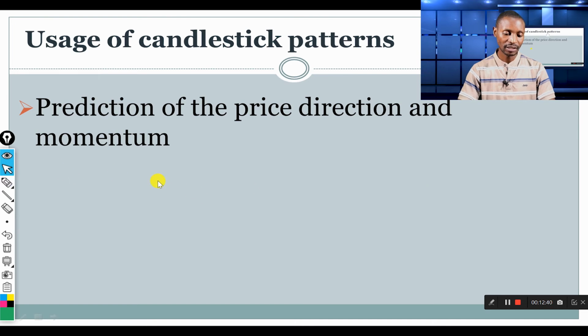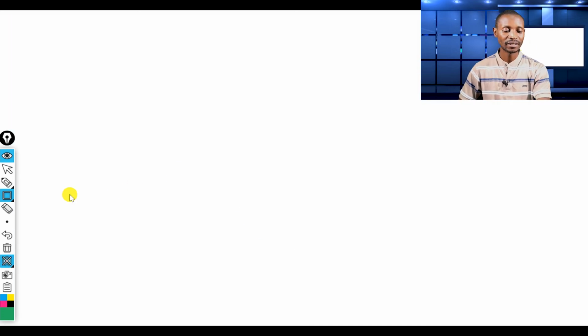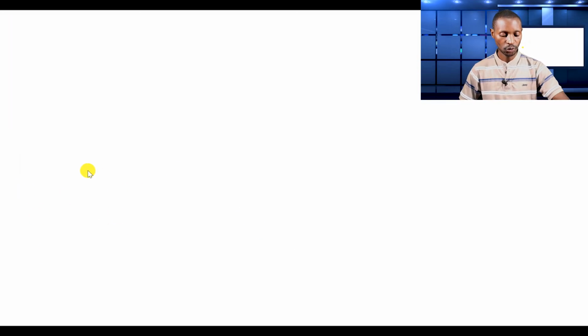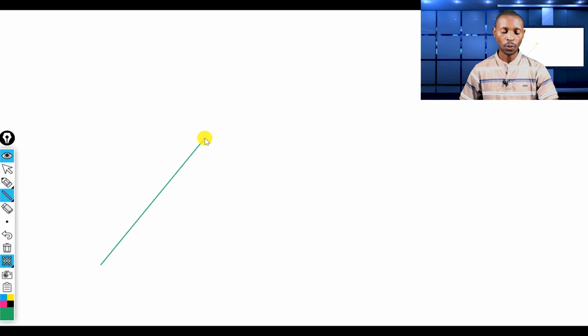The other thing which candlesticks will help us to do is the identification of trading patterns, which helps technical analysis to take trading positions. So here I will also give an example. I know it will be a bit difficult to understand here, but in the upcoming lessons we will be able to understand this in more detail. Let's say, use another example. Let's say the market was pushing up like this, and then it comes back to this broken resistance which can become support.